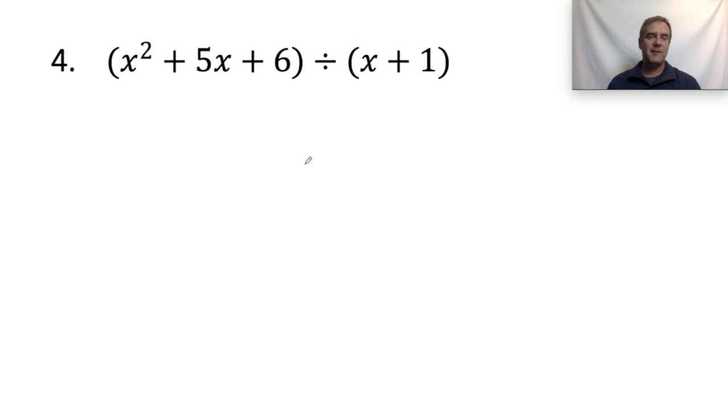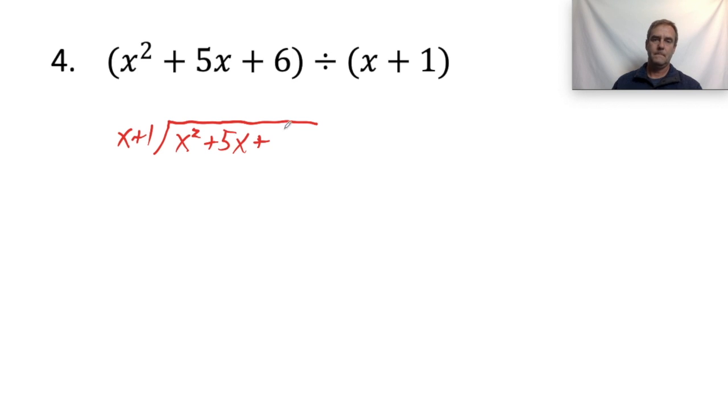Last solution, and it's a smaller one. Let's see what happens. X squared plus 5x plus 6 divided by x plus 1. It is a long division problem, so it must be written as a long division problem. Here we go. What times x makes x squared? Once again, simple. That's just x. X times x makes x squared. But also, x times 1 makes 1x.